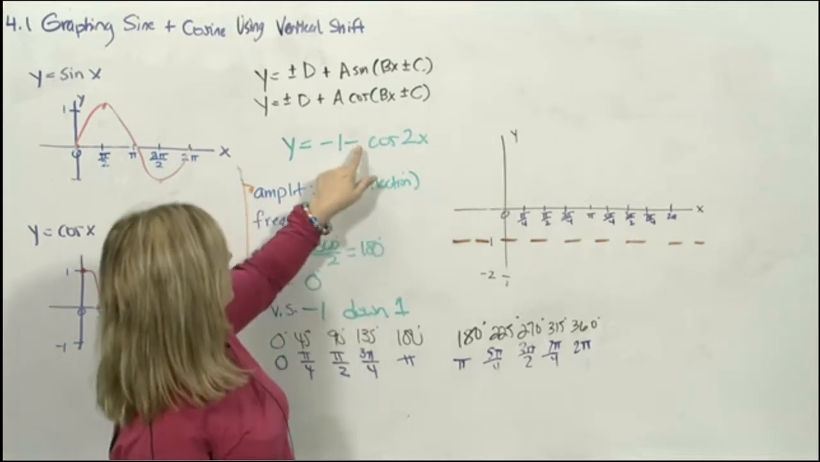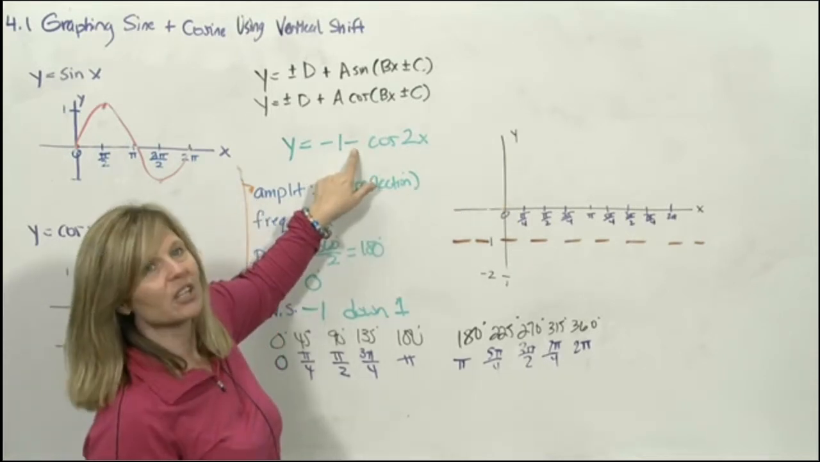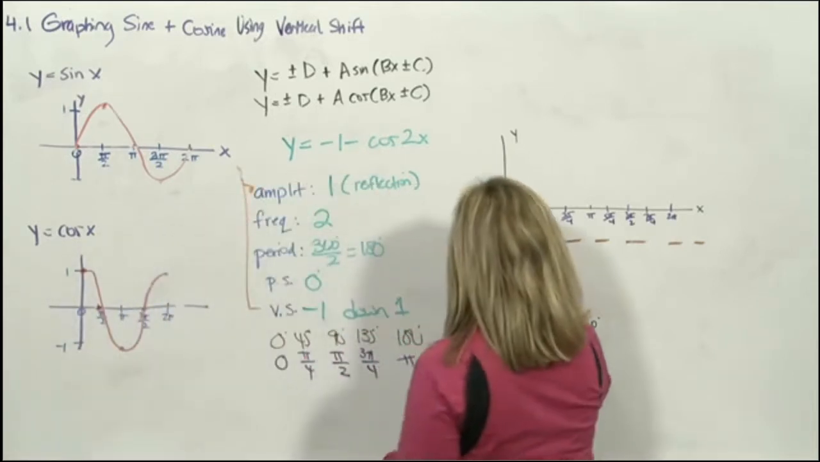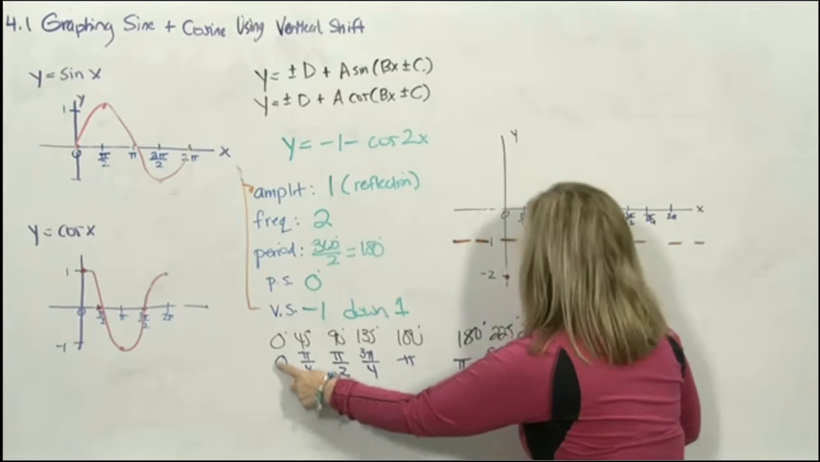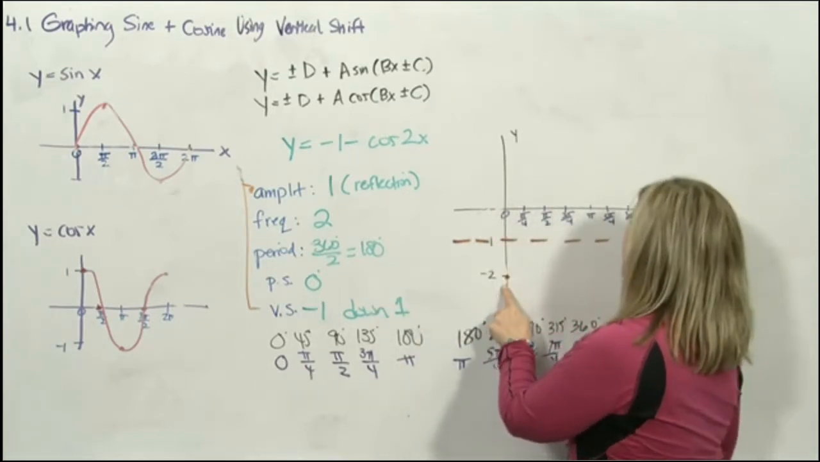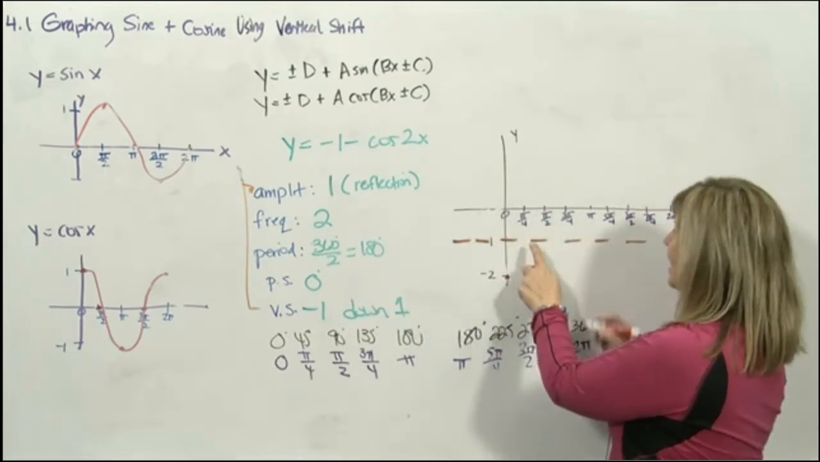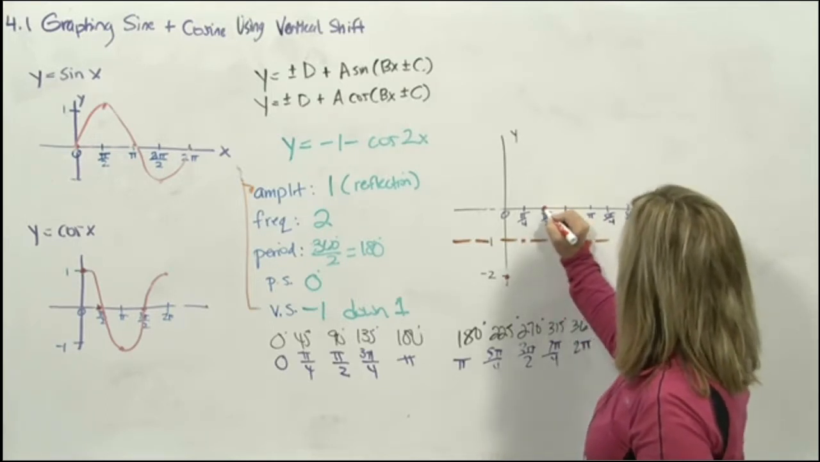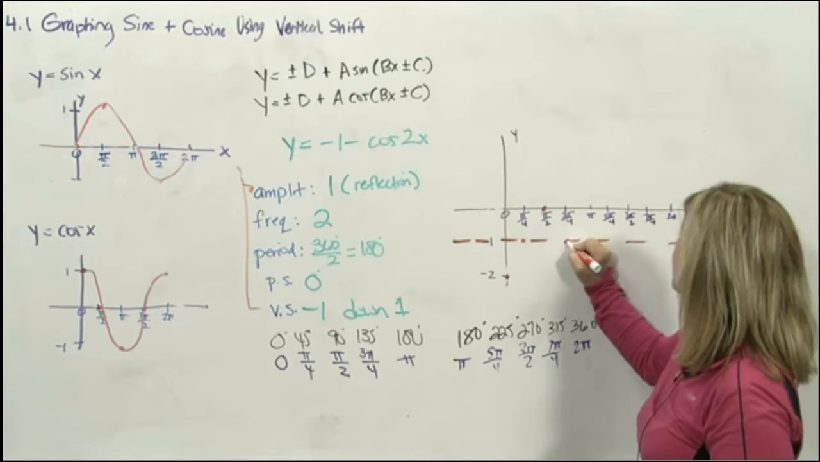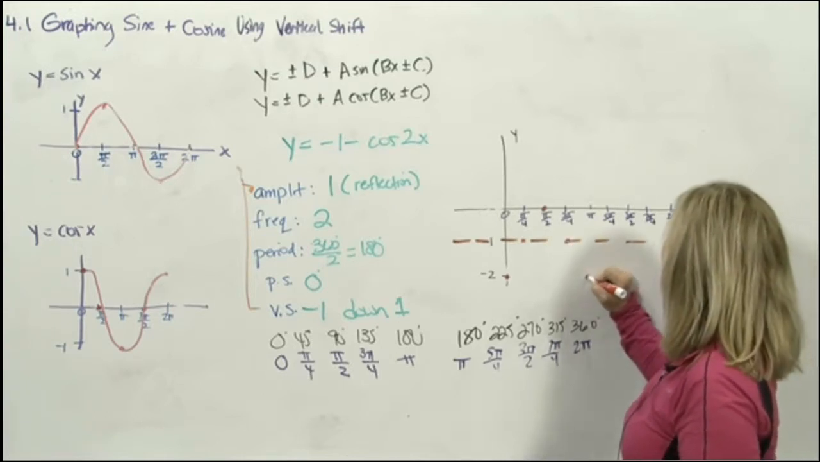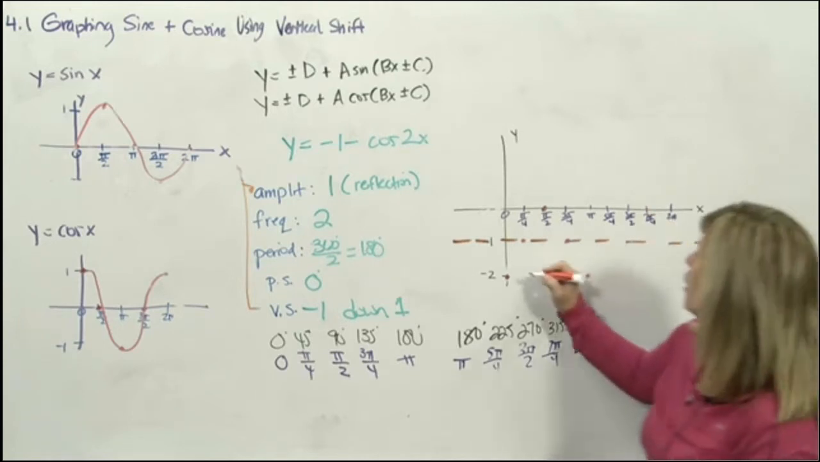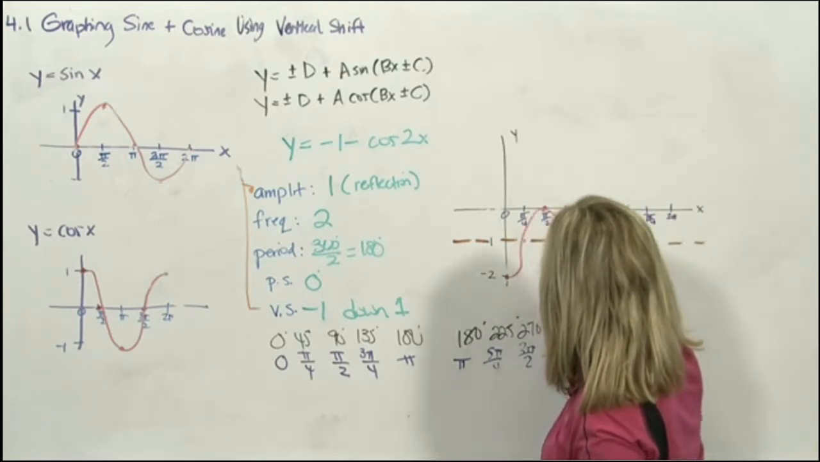But wait, the negative meant it was reflected. So instead of my cosine starting up, it's going to start down. So at 0 degrees, I'm starting down. This is the axis I'm going to hit at 45, and then it's going to go up here to 0, pi over 2. It's going to hit my sinusoidal axis. It's going to come back down. That is one cosine curve completely upside down.